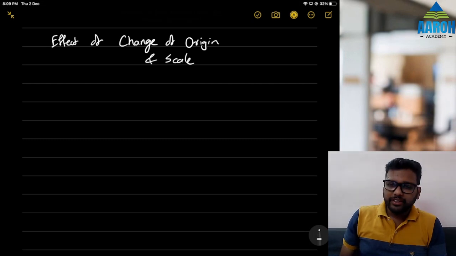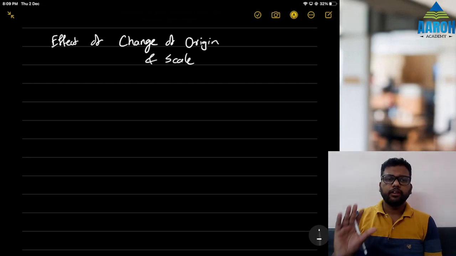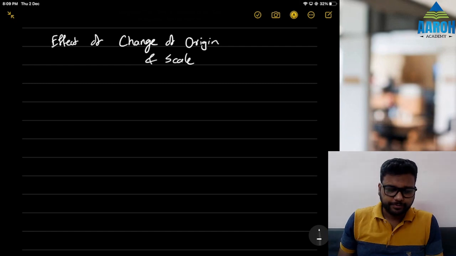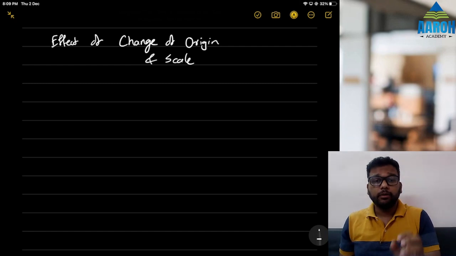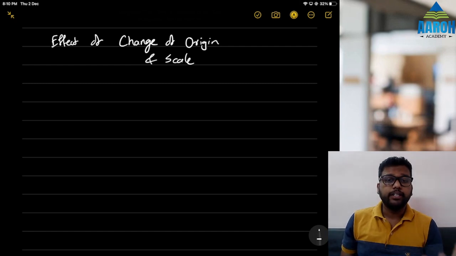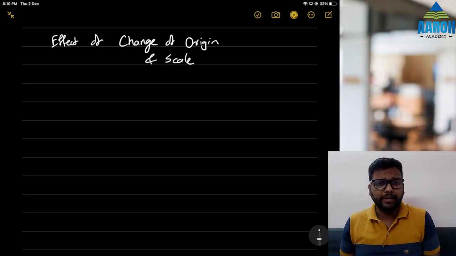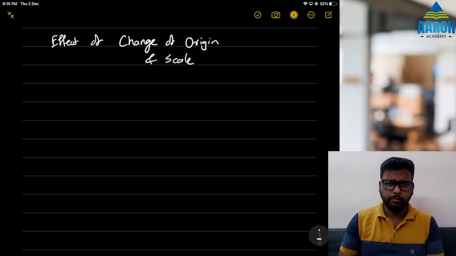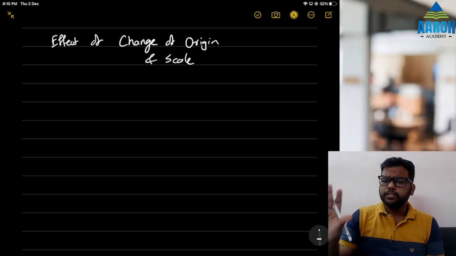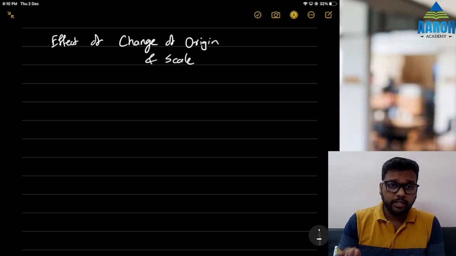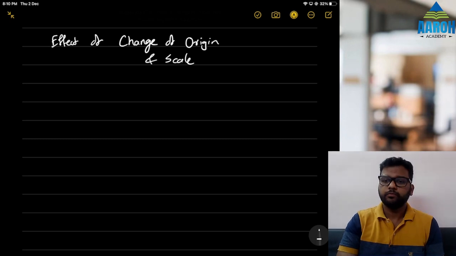Okay, hi everyone. So in this short video, we are going to see the effect of change of origin and scale. Now this concept comes in every MTP for at least 5-6 marks. So we can expect that in the exam at least one or two questions on this will come. If you study it properly and understand the concept, then you will be able to score well in the exam. Okay, so let's start.